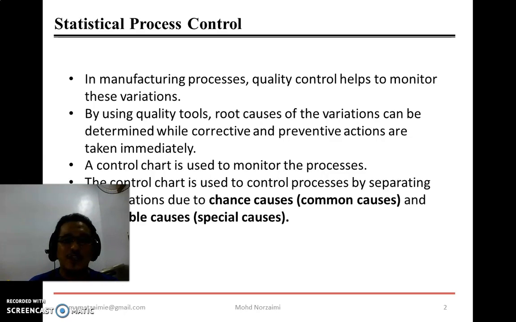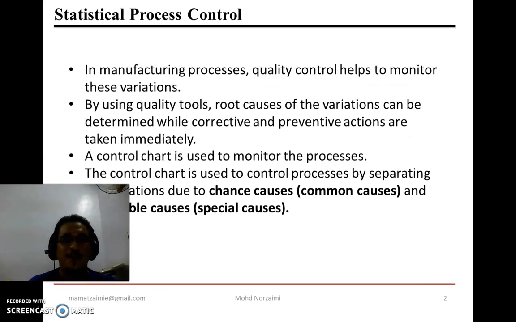The control chart is used to monitor the process. What we need to monitor are the common cause and the special cause. So what is a common cause? What is a special cause? I will explain later.